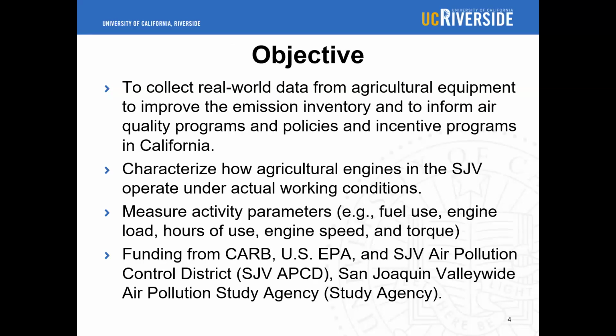So the objective of this particular study was that we wanted to collect real-world data from agriculture equipment. And again, the goal would be to improve the emissions inventories, but also to inform different air quality and incentive programs that are ongoing in the ag area. And so we wanted to characterize agriculture engines in the San Joaquin Valley and to understand how they were operating under actual working conditions. So that was very important.